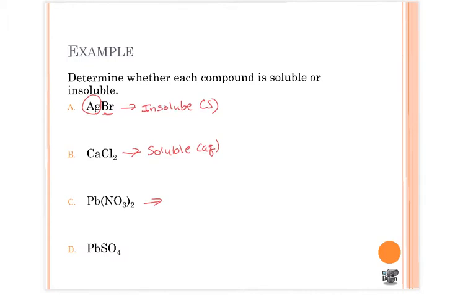Lead nitrate, lead(II) nitrate. Nitrate is a soluble one, and it has no exceptions, so that should be an easy one. Anytime you see a nitrate, it's soluble, no questions asked. Lead sulfate: sulfate is also generally soluble, but it has exceptions. And lead is one of those exceptions, so it's insoluble. And since it's insoluble, it's a solid; it does not dissolve.